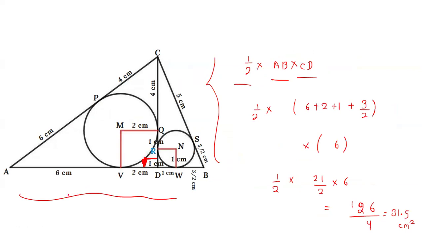What is the value of AB? Now we know this is 6, this is 2, this is 1, this is 3 by 2. So you can sum all of these, and it will be the length of AB. It is 6 plus 2 plus 1 plus 3 by 2. And we know the value of CD as 6, which is given in the problem. So now you can simplify this. This will become 9 plus 3 by 2, which is 21 by 2, and this is 6. So after simplifying, it will come to 126 by 4, which is 31.5 centimeter square. So this is the area of the triangle ABC. In this way, we can find this answer.